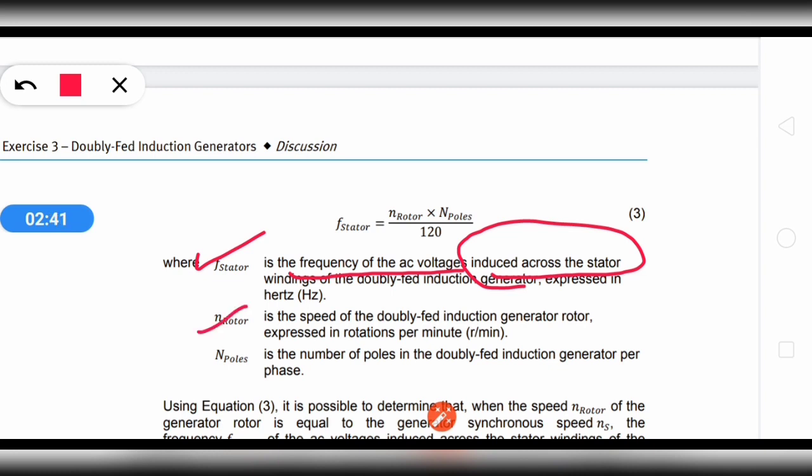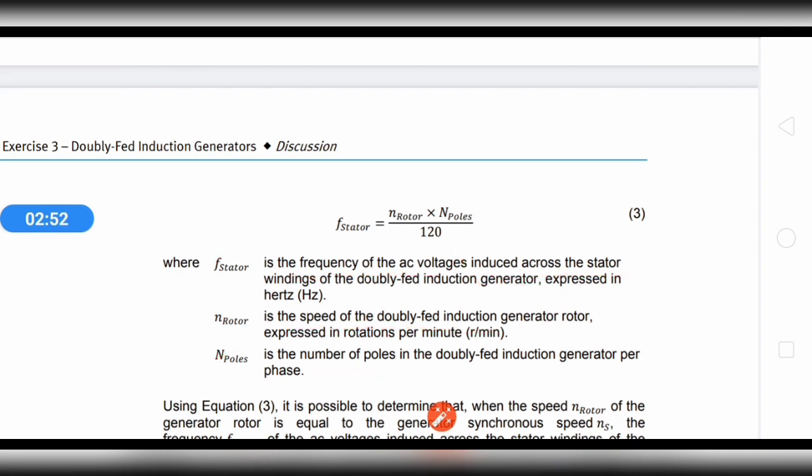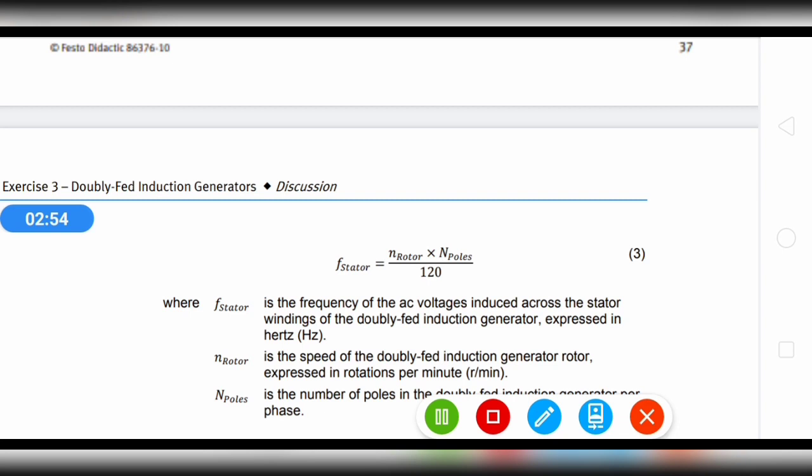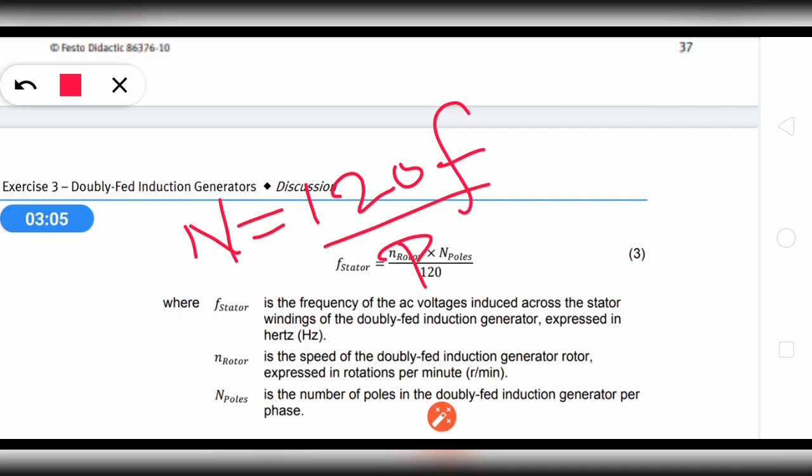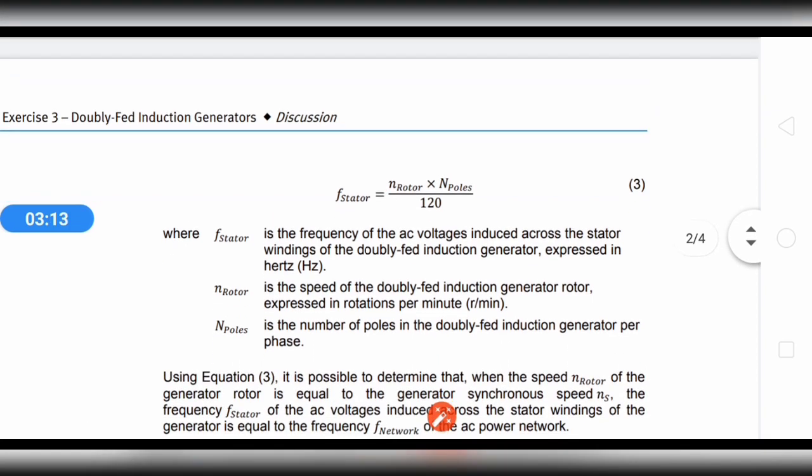Here small n is the speed of the induction generator rotor, and p is the number of poles of the DFIG. This equation is similar to what we know, n is equal to 120 f upon p, the synchronous speed. This formula is similar to that. Here the frequency is determined by using this formula. So this is all about the stator frequency equation for the singly fed induction generator.